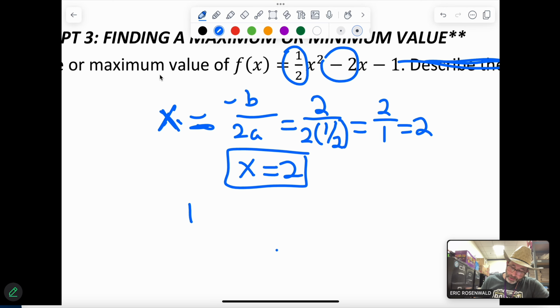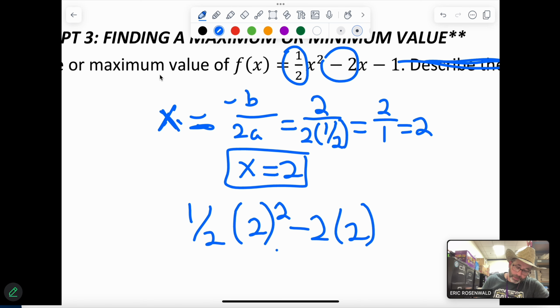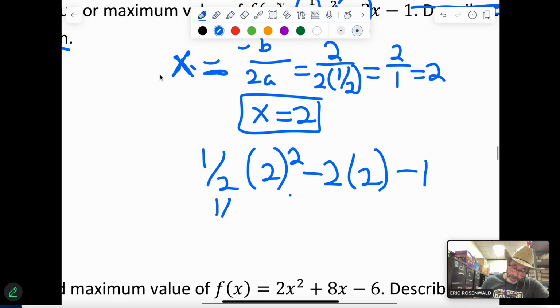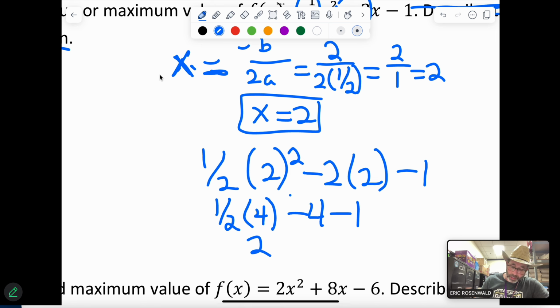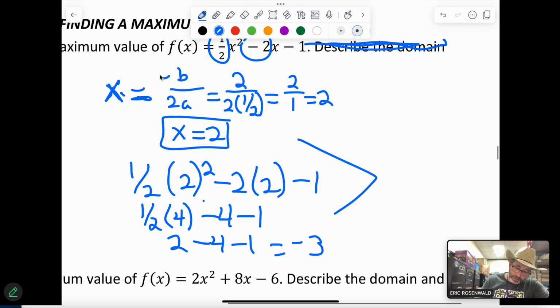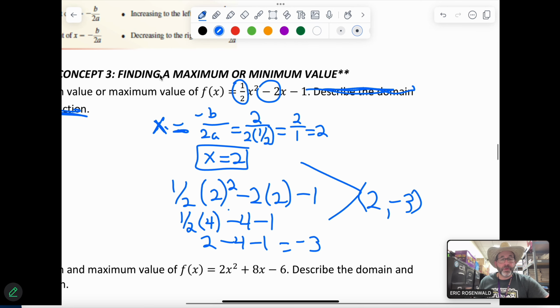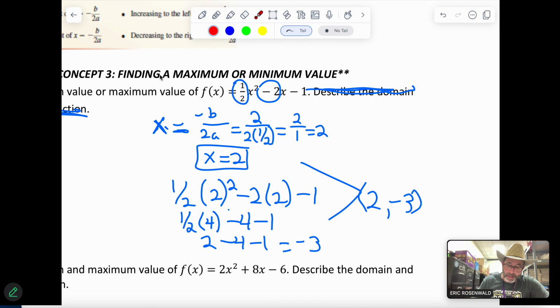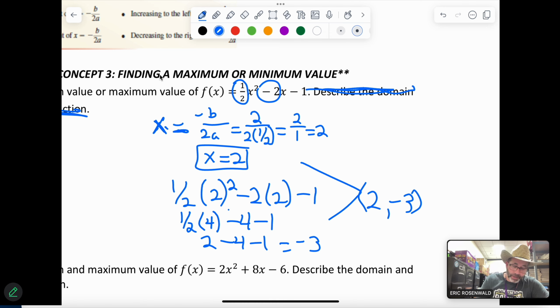We'll put that into my function. So now we get 1/2 times 2 squared minus 2 times 2 minus 1. So we end up with half of 4 minus 1, which means we have 2 minus 4 minus 1. So we have negative 3. So my vertex is going to be 2, negative 3. Okay. And since my graph, when we look at this, that 1/2 that we have right here is a positive, that means my graph is going to open like this. And so therefore, since my graph opens upwards, this vertex is going to be at the bottom of my curve, which makes this a minimum.